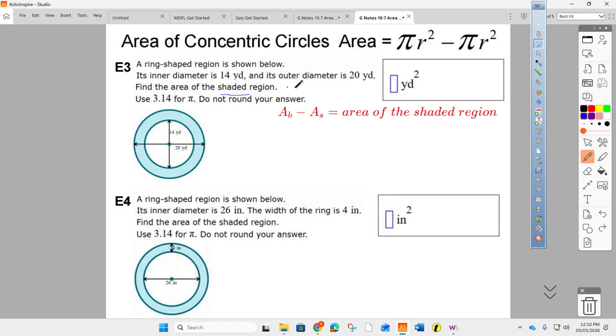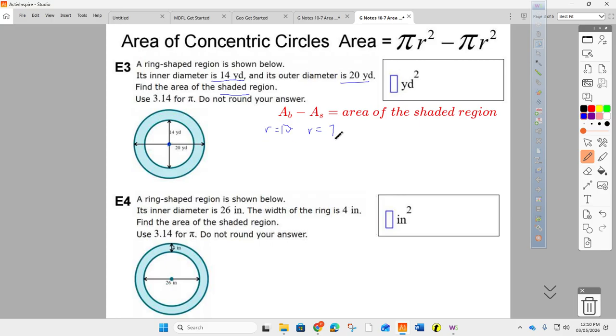So the big circle has a diameter of 20. So what is its radius? What's its radius, Darren? Yeah. And the small circle has a diameter of 14. So what's its radius, Mael? The diameter is 14 from here to here. So what is this part? Sorry? Half of 14, that's right. So that would be 7.